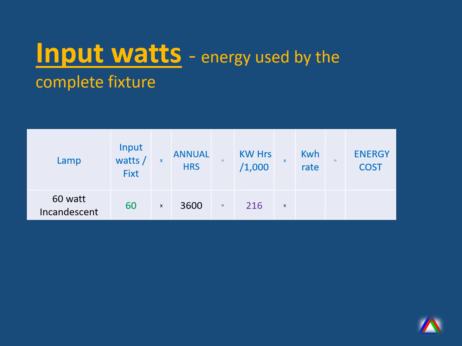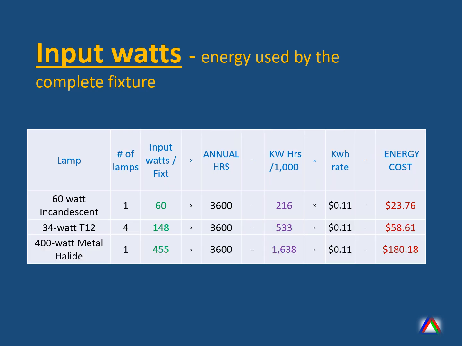Input watts are important as they help determine what your energy costs will be. You multiply the input watts of the fixture by the annual hours the fixture is on, then divide by 1000, and you get your yearly kilowatt hour usage. Multiply that by your kilowatt hour rate, and you get how much it costs yearly to run that individual fixture. Here are some examples comparing different fixtures. The more watts the fixture uses, the more it costs you in energy.